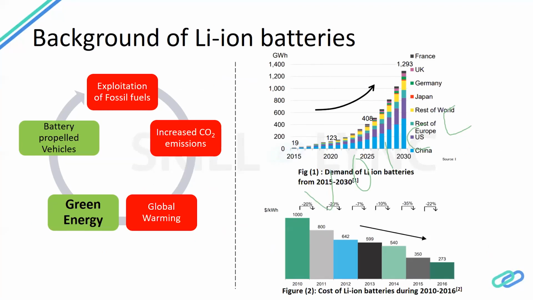Because of these CO2 emissions, there is global warming, and there is a temperature drift from what we are supposed to know and what we don't know. So we need green energy. Now what are the forms of green energy that we can use? We can use batteries, hydrogen fuel cells, natural gas and so on. But then why do we use only battery propelled vehicles?